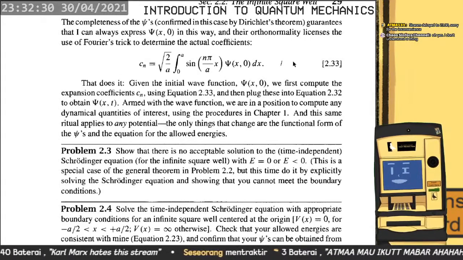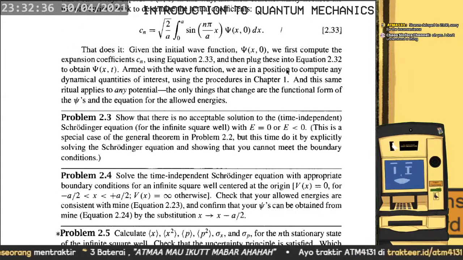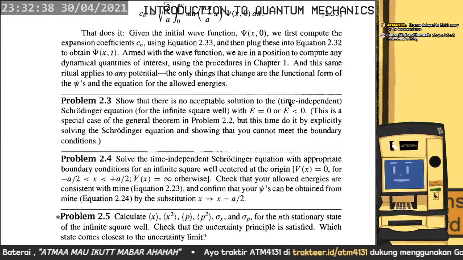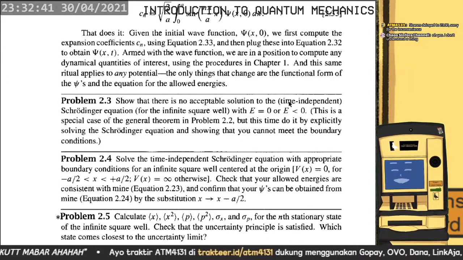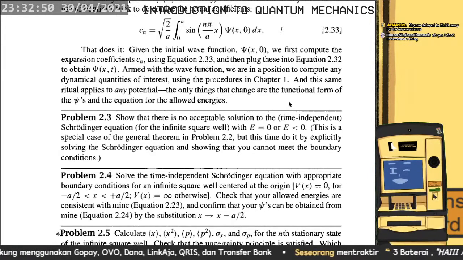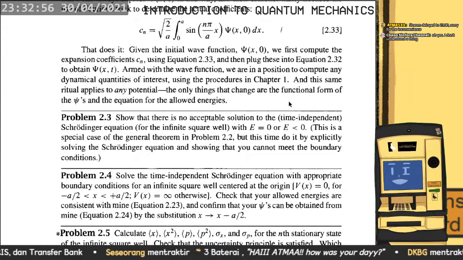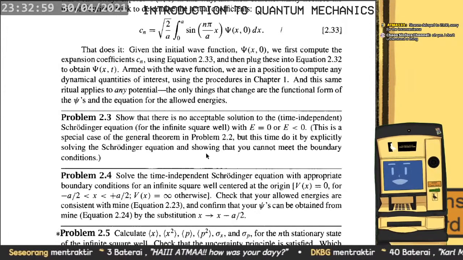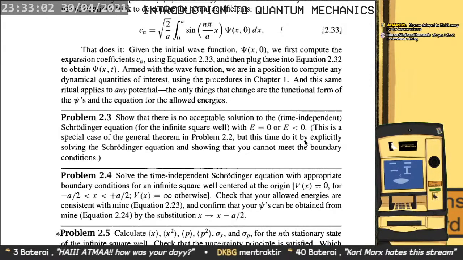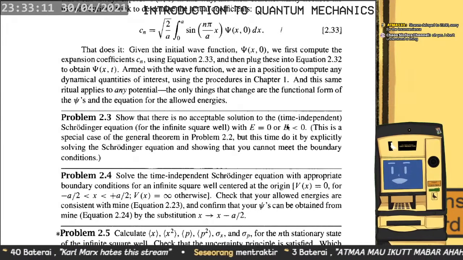That does it. Given the initial wave function Ψ(x,0), we first compute the expansion coefficients Cn using equation 2.33, and then plug this into equation 2.32 to obtain Ψ(x,t). Armed with the wave function, we are in a position to compute any dynamical quantities of interest using the procedures in chapter 1. And the same ritual applies to any potential. The only things that change are the functional form of the ψ and the equation for the allowed energies.